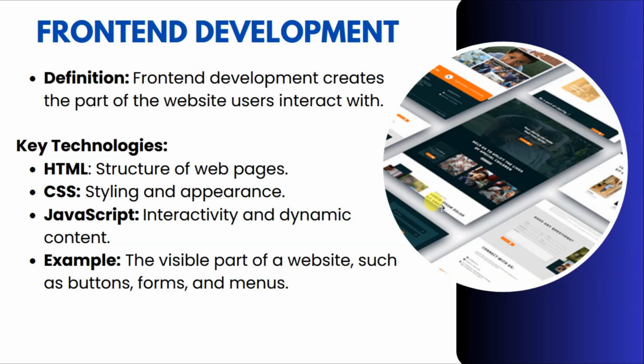Okay, so now after the HTML, the next one is CSS, which is cascading style sheets. It is used for styling and the appearance of the website. Okay, so you can see the designs, the colors, the text, and everything is controlled by the CSS.